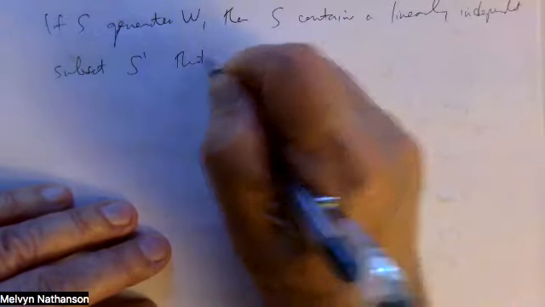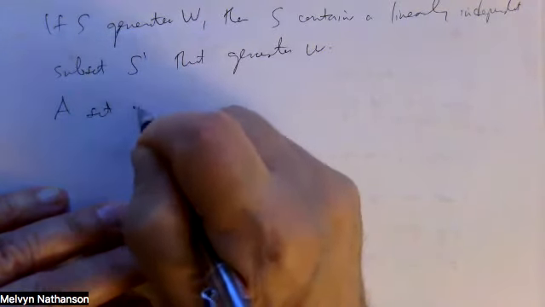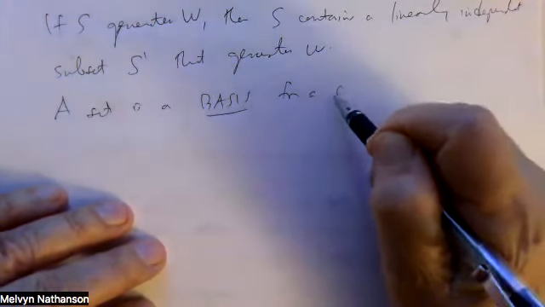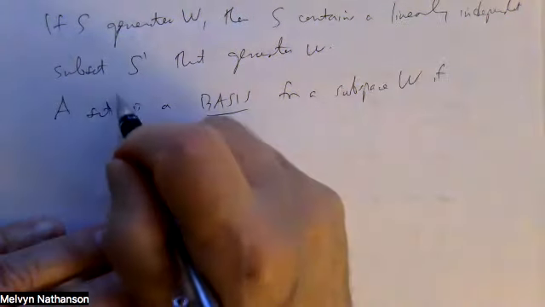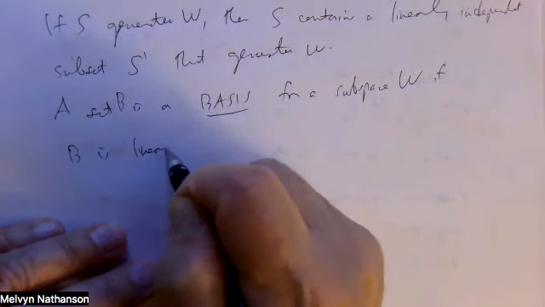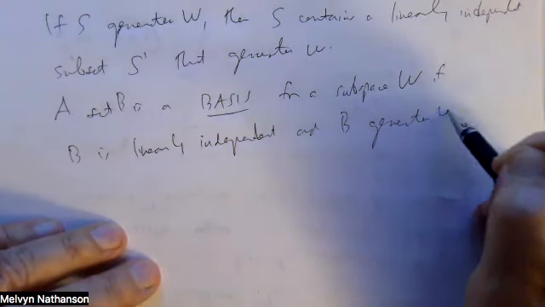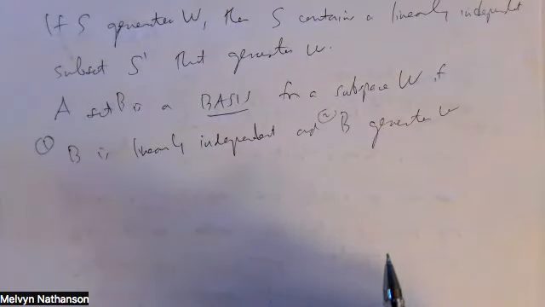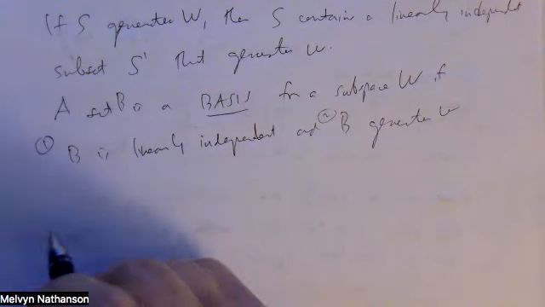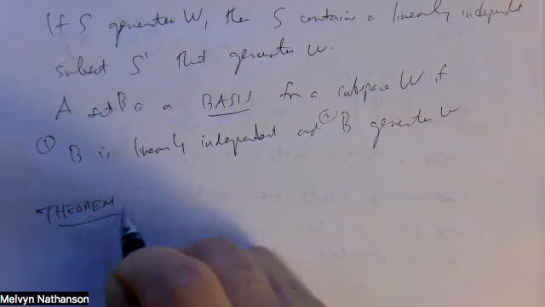So if S generates a subspace W, then S contains a linearly independent subset, S prime, that generates W. And we say a set B is a basis for a subspace W if B is linearly independent and B generates W. So this is exactly the definition of a basis that we're familiar with from chapter 2 and chapter 1. And we get the following theorem 4.9.